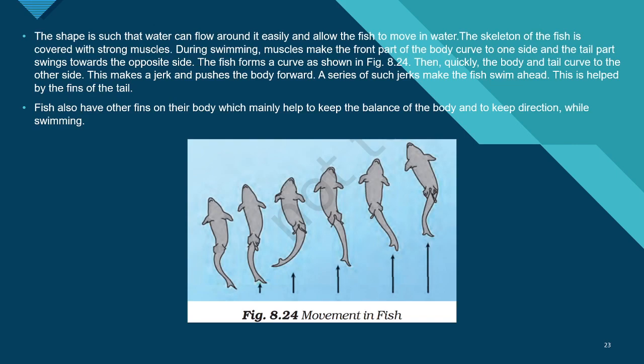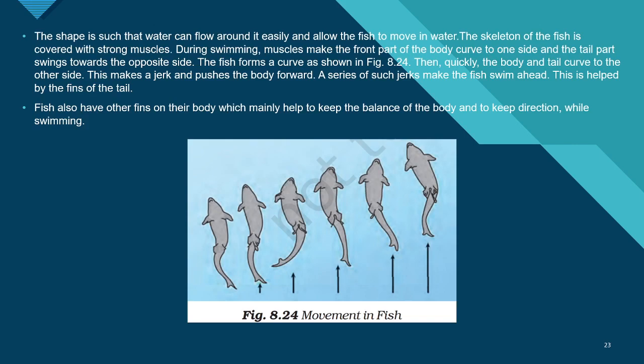During swimming, muscles make the front part of the body curve to one side and the tail swing towards the opposite side. Here you can see the first part. Here the first part will move along this direction and the next part will move along the opposite direction. The fish forms a curve as shown in figure 8.24. Then quickly the body and the tail curve to the other side. This makes a jerk and pushes the body forward. A series of such jerks make the fish swim ahead.